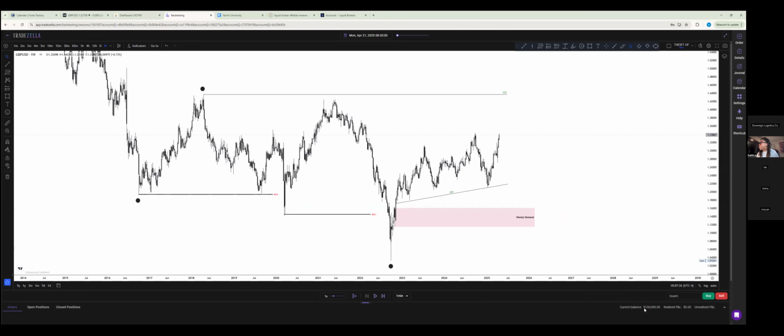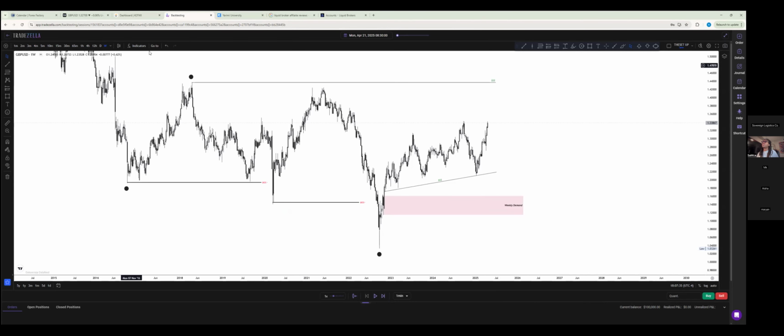As you can see down here at the bottom, we have the current balance right here. I don't know if you see it, current balance. So we're gonna start off together with this. So let's go. Right now it's currently in the weekly.